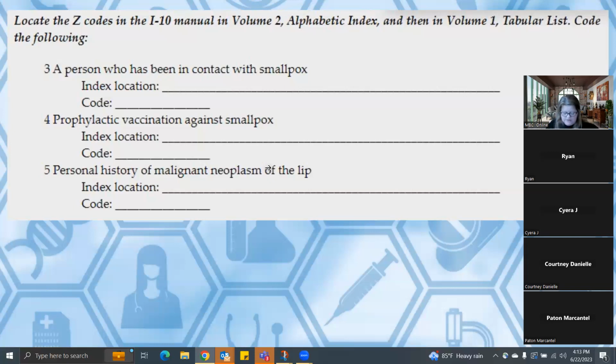All right. So let's move on to number 4. Prophylactic vaccination against smallpox. Anytime you see the word vaccination, let it be a little bing, bing, ding in your head. Relate that to immunization. All right, so what are we going to start with?